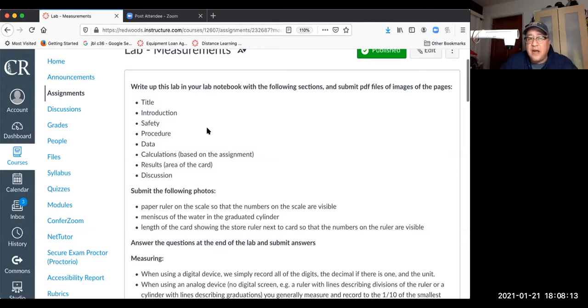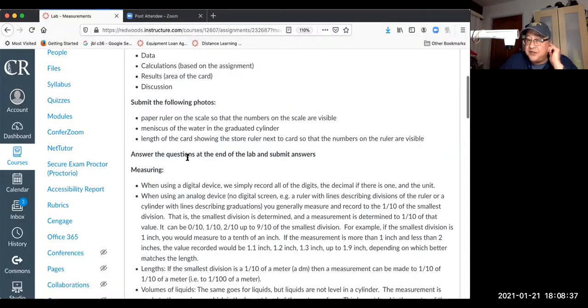You want to write it up in your lab notebook, have a title, intro, safety, etc. You want to submit the following photos: your paper ruler on a scale so that the numbers on the scale are visible, the meniscus of the water in your graduated cylinder, and the length of the card shown with the store ruler next to the card so the numbers on the ruler are visible. Those will make more sense when we look at the procedure. You also want to answer the questions at the end of the lab and submit answers.